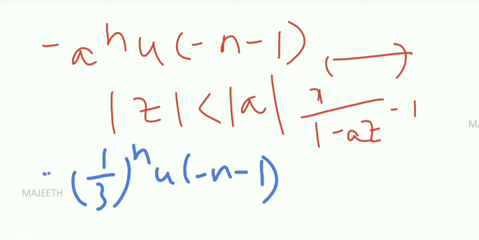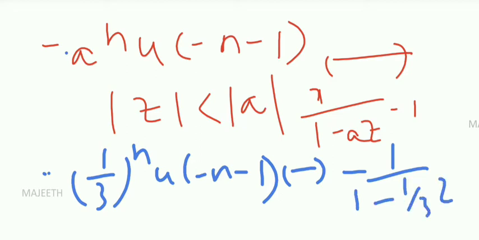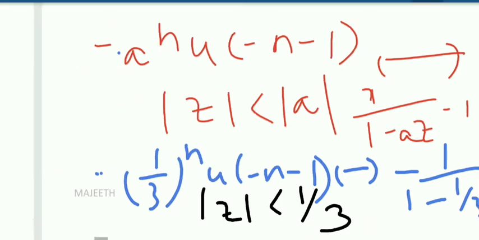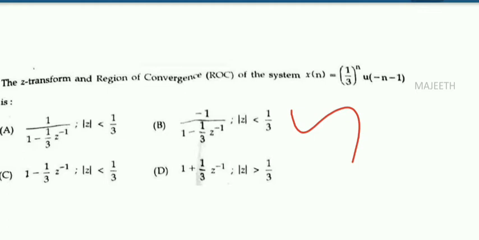Here the minus is missing, so we bring that minus to this side. So that will give minus 1 by 1 minus a z inverse, where a is 1 by 3. What should be the ROC? Mod z must be less than 1 by 3. So what should be my option? It is option B, ROC less than 1 by 3, minus 1 divided by 1 minus 1 by 3 z inverse. So option B is the right answer.